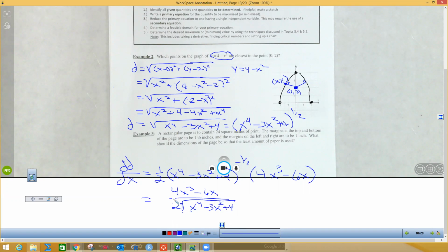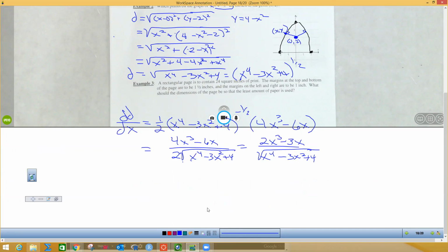And I see there's a factor of 2 in the top, so I'm going to go ahead and reduce everything by 2, the top and the bottom, and then I'll have to worry about that number in the bottom. So there is my derivative right there. So I need to find my critical numbers. So one is where the derivative of the distance is equal to 0. So that's going to be where 2x cubed minus 3x equals 0. So let's factor an x out. Oops. So I factor x out of both those. I got x and 2x squared minus 3. And I set both of those equal to 0.